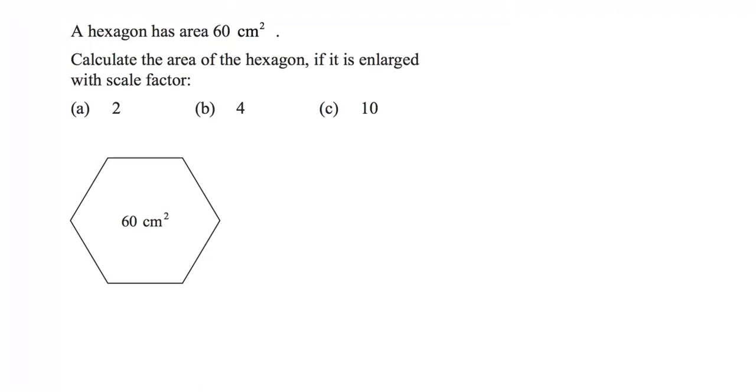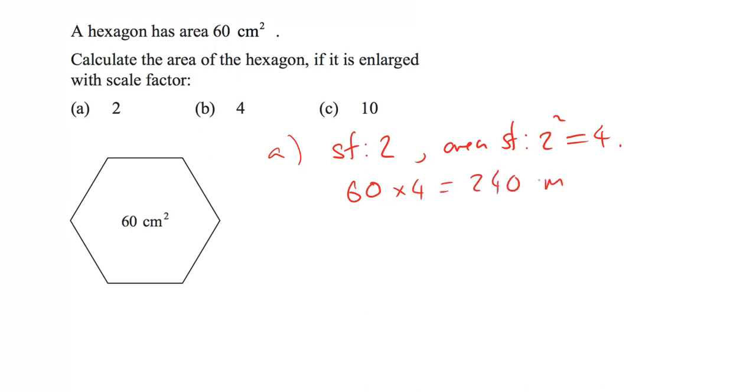So we've got a hexagon. It's got an area of 60 centimeters squared. Calculate the area of the hexagon if it is enlarged with a scale factor of: A, 2. If the scale factor is 2, then the area scale factor is 2 squared, which is 4. So that means that my area will be 60 times 4, which is 240 centimeters squared.